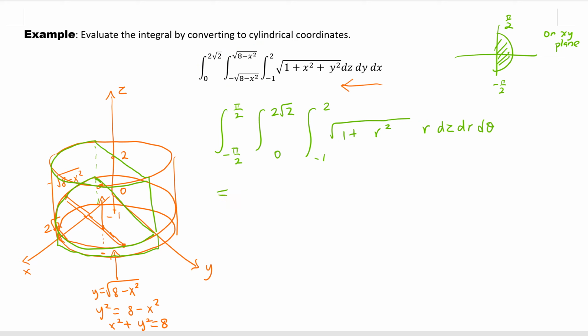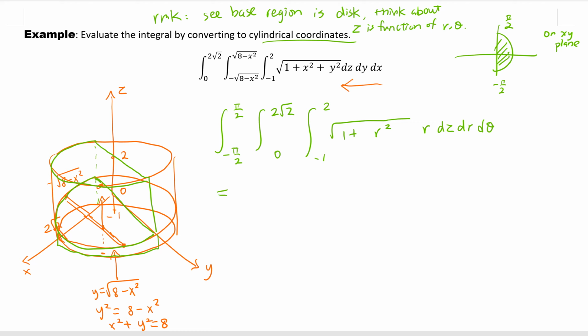So usually if you see the base region, I mean when you project the solid onto the xy plane, you get the base region. So if the base region is a disk, then think about cylindrical coordinates. Okay, and in general, z is a function of r and theta.